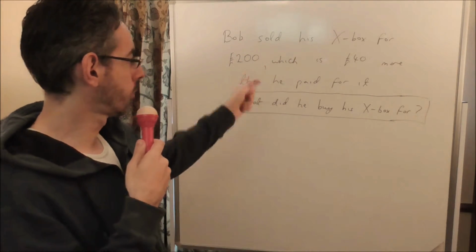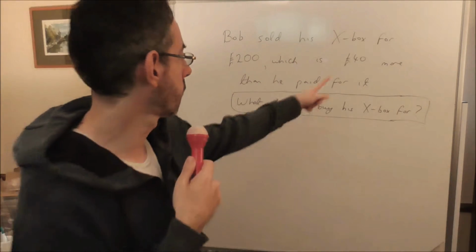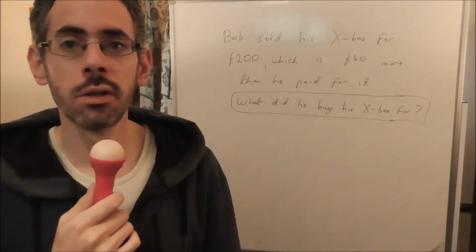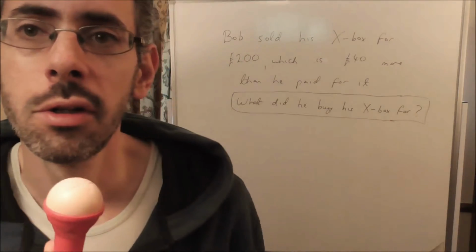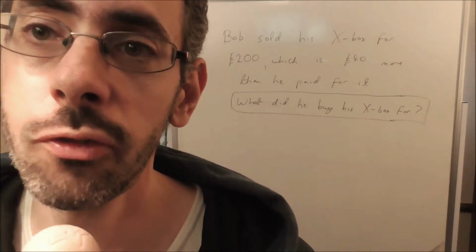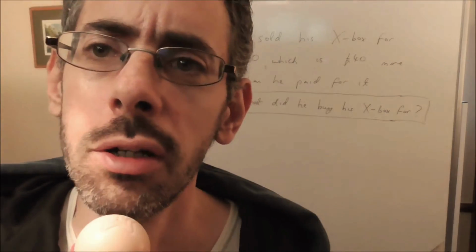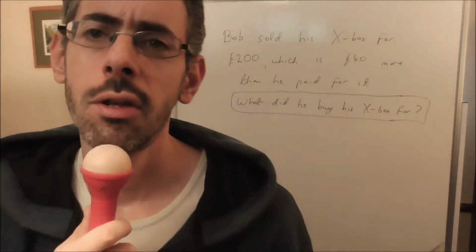Bob sold his Xbox for £200, which is £40 more than he paid for it. And I said to this kid, what did he buy his Xbox for? She said, to play Call of Duty. Or FIFA, she said.